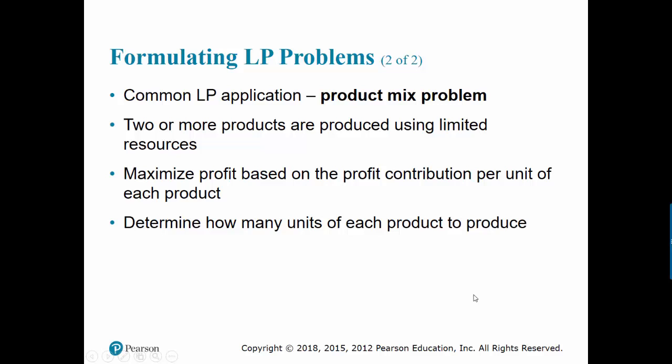Now let's look at a concrete example of how to formulate a linear programming problem. We'll use a very common application in linear programming called the product mix problem, where you have two or more products that need to be produced using limited resources. So which product mix will give you maximum profit? That's the essence of what a product mix problem is. So let's look at an example.